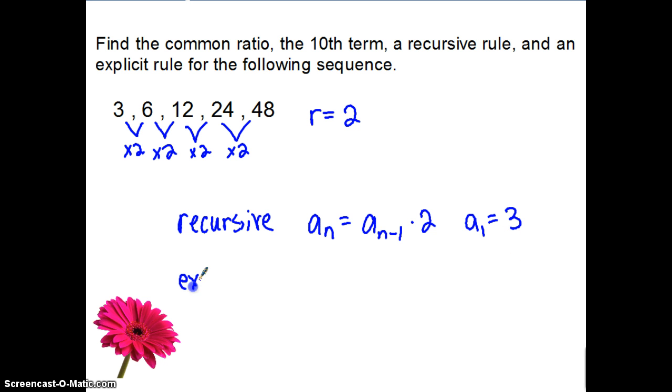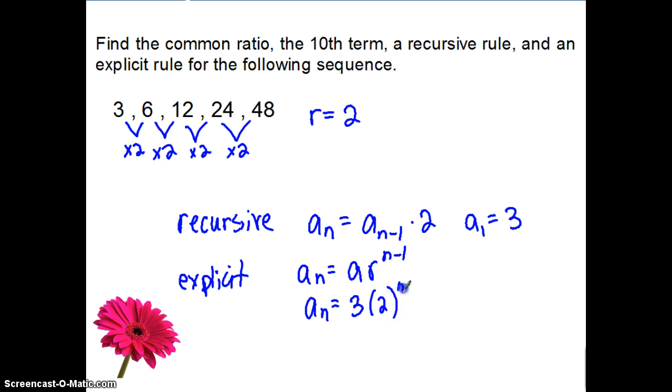Our explicit rule, this is the one that we want to be a formula so that we could just plug in any term number that we're looking for. This one said a sub n equals a times r to the n minus 1. So to plug in the information that we have, our a, or our start, which is the same thing as a sub 1, is 3. Our r value, or our common ratio, is 2, and we're going to multiply that n minus 1 times.